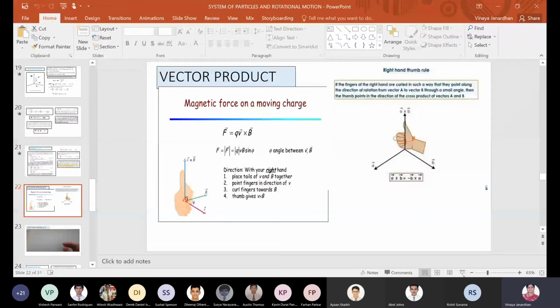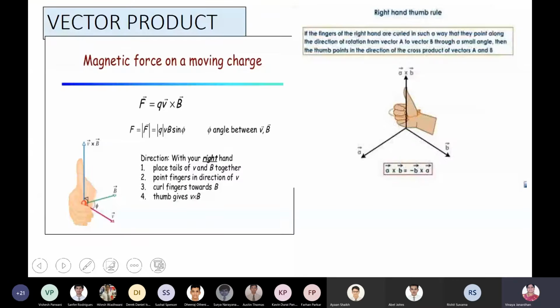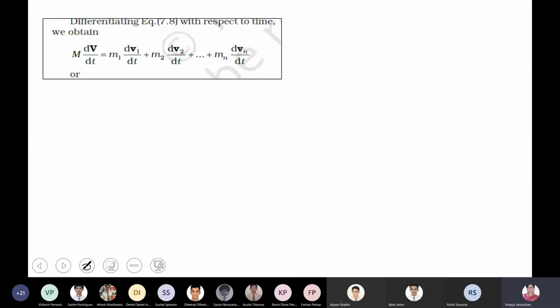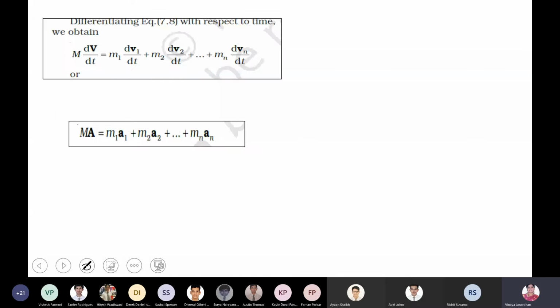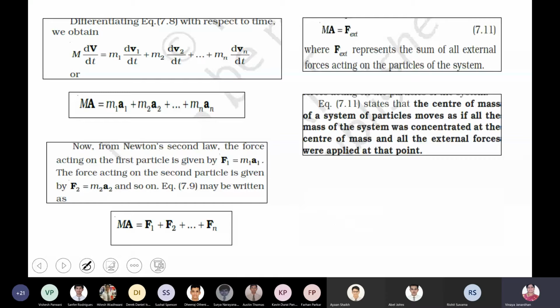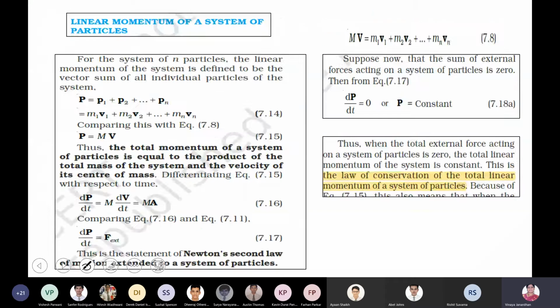Shall we start with a vector product, boys? Shall I start with this? Ma'am, can you show the slide that we explained right now? On the next one, second slide. Next one. This one? Yes, ma'am, this one. You just put it in the chat box, boys. Okay, thank you, ma'am.